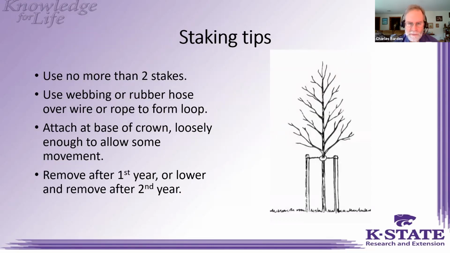So a few tips on staking. For the home landscape, usually you don't need to use any more than 2 stakes. As we see in this diagram, 2 stakes is enough. It is important to use webbing or rubber hose over the wire or rope to form a loop. You don't want to just use even insulated wire with a little rubber insulation, because that will chafe in time and cut into the trunk.